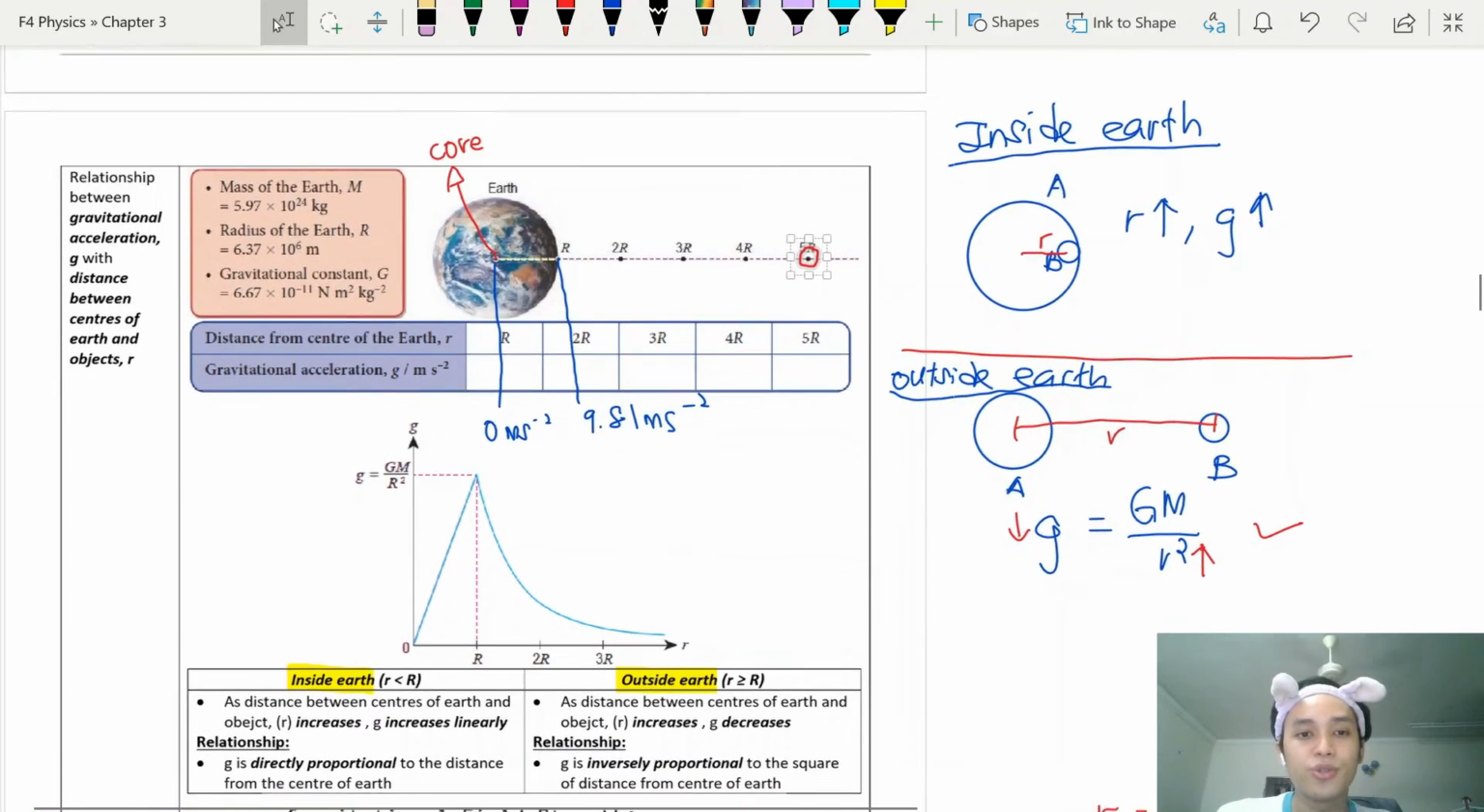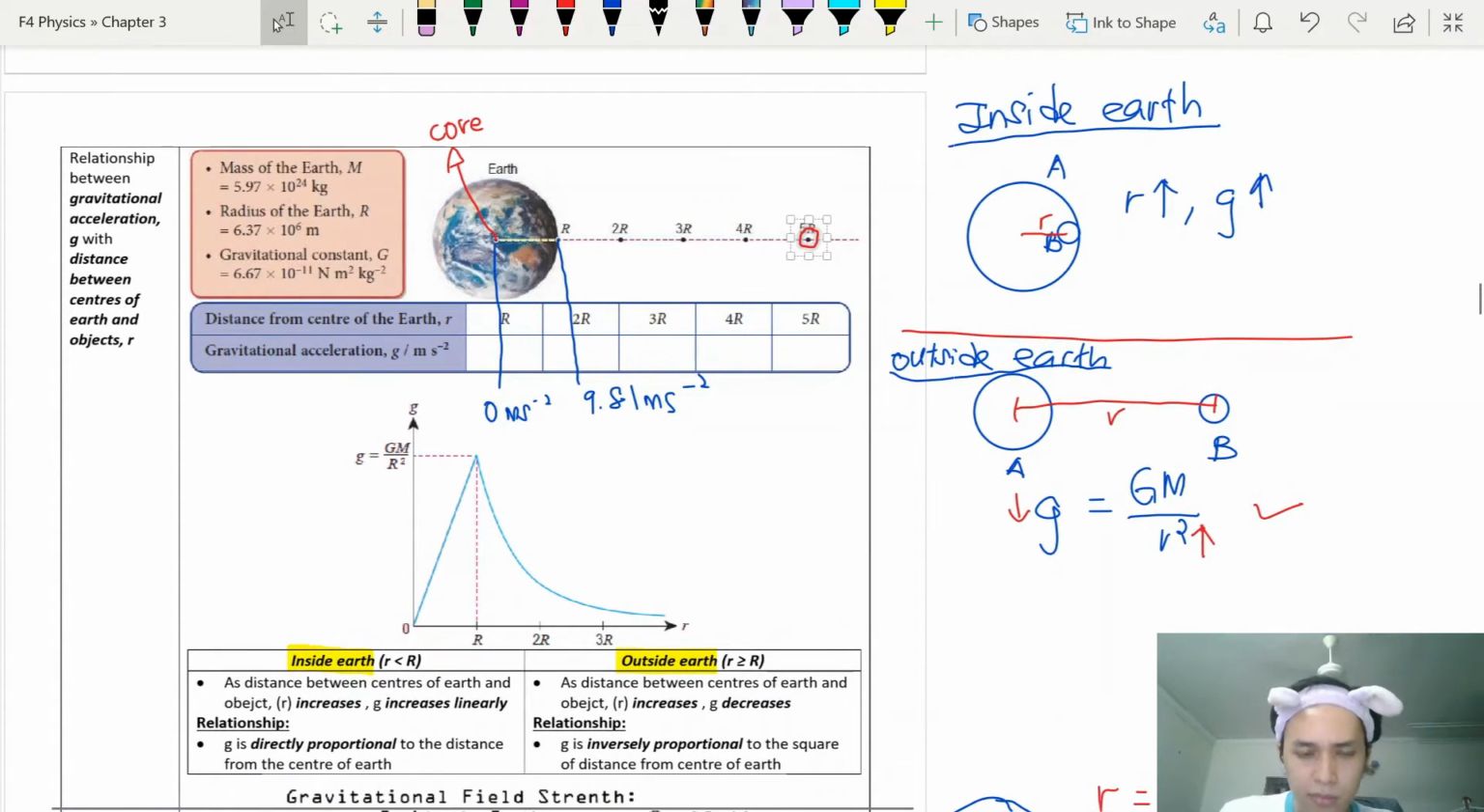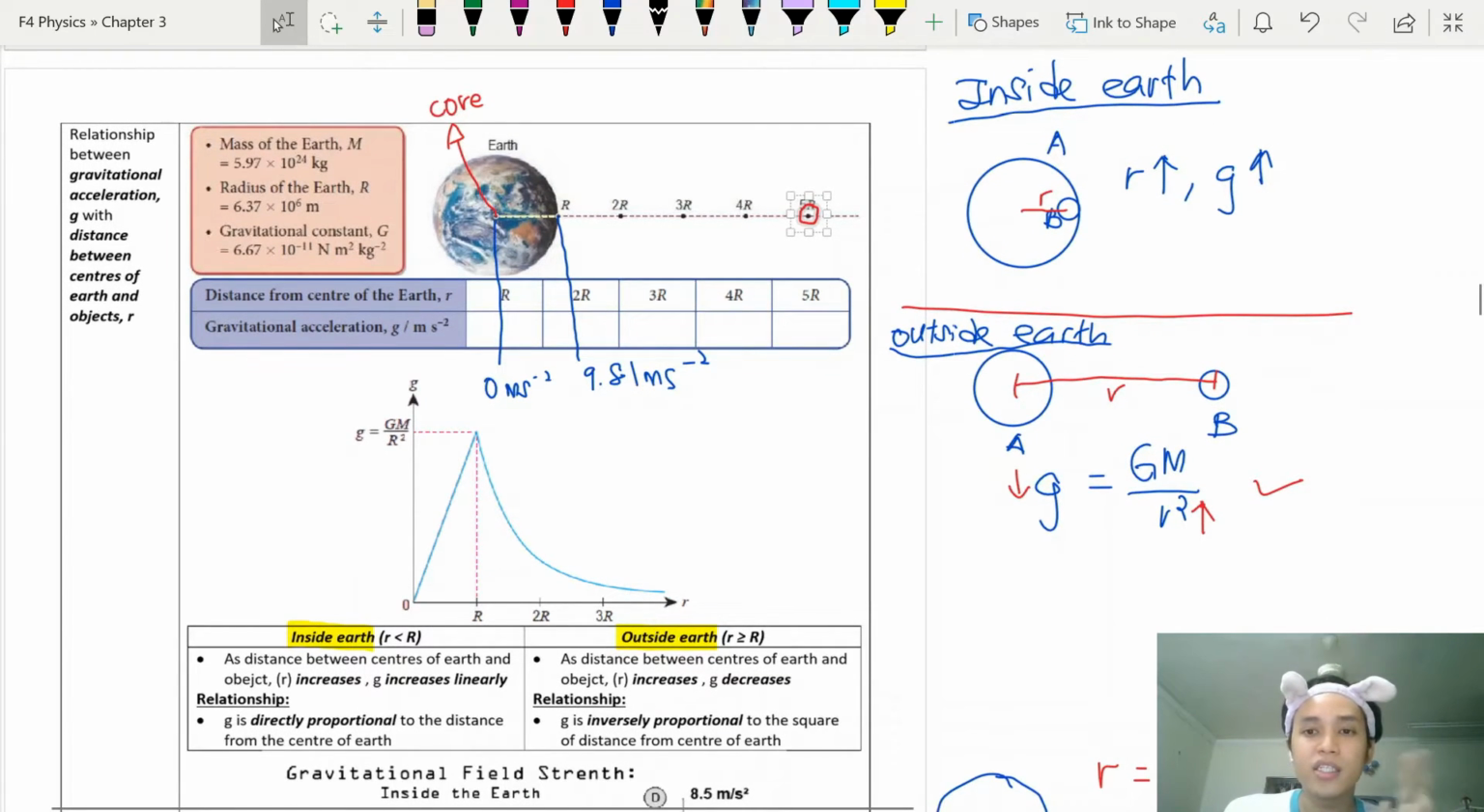So you need to know two conditions. One is when the object is inside the Earth, another one is when the object is outside of the Earth, meaning the two objects are separated. One is the two objects are together in the same place. So that is why here the graph is going up, and then here the graph is going down. So you need to know the graph.